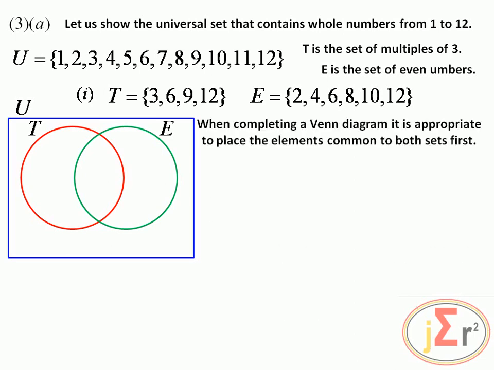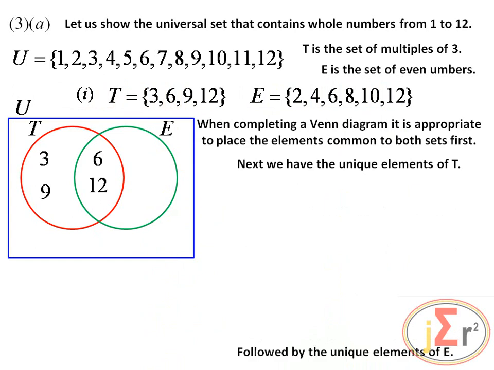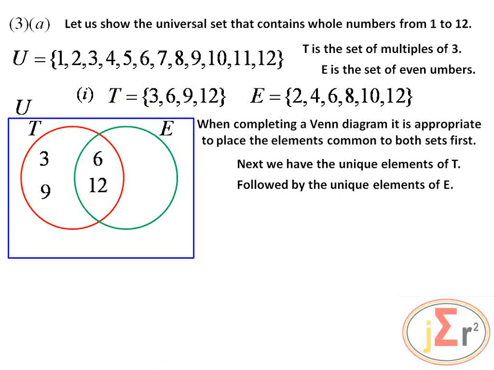When completing a Venn diagram, it is appropriate to place the elements common to both sets first. So those that are in the intersection will go first, the ones that are common to T and E. So 6 is our first, the other one is 12. Next, we have the unique elements of T, 3, or the rest of T, followed by the unique elements of E. Those elements that are unique to E will go next.